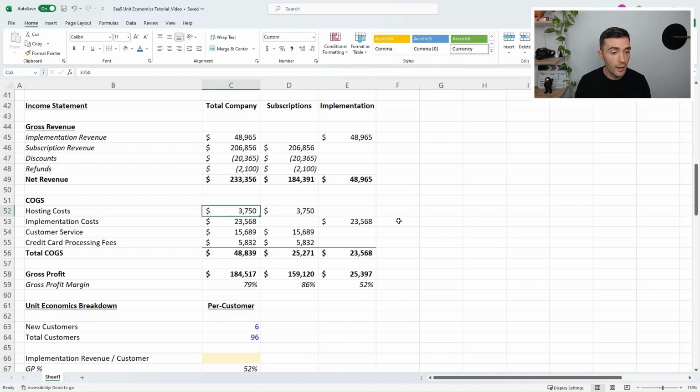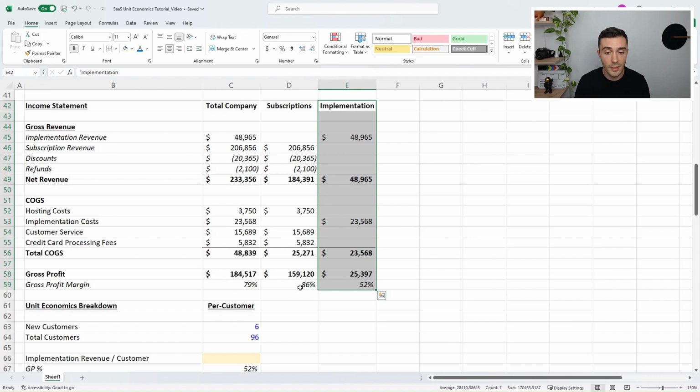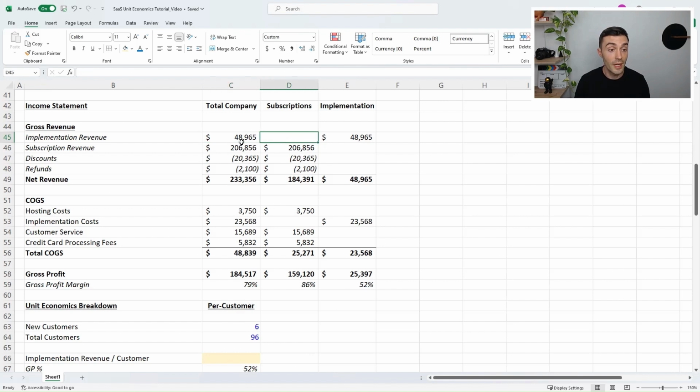So next we have our COGS: implementation costs, customer service, and credit card processing fees. This is a very typical cost of sales breakdown for a SaaS business, and that's $48,000. So our total gross profit for the company is $184,000 at a 79% gross profit margin. I also split out the subscription side of the business and the implementation side of the business, because the implementation would have probably a lower gross profit margin. So I want to see the gross profit margin of the pure subscriptions. So here I said, let's leave out the implementation revenue and let's just pull in the subscriptions, discounts, and refunds, which would all be related to the subscriptions.